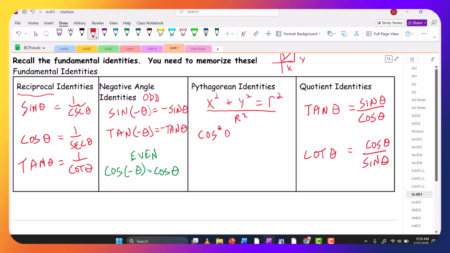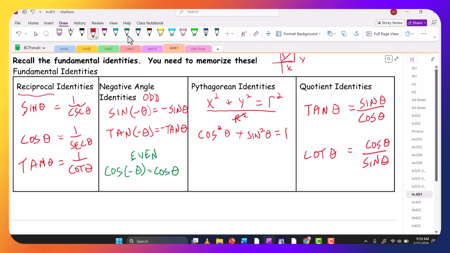And I think we should be able to do this. This is cosine squared. Y over R. What's y over R, everyone? Sine squared. And then what's R squared over R squared? 1. And we should be able to do this quick. All right. And then you know what you do quickly?